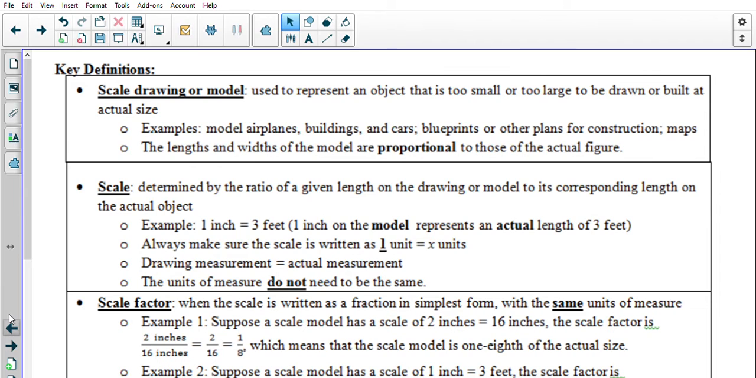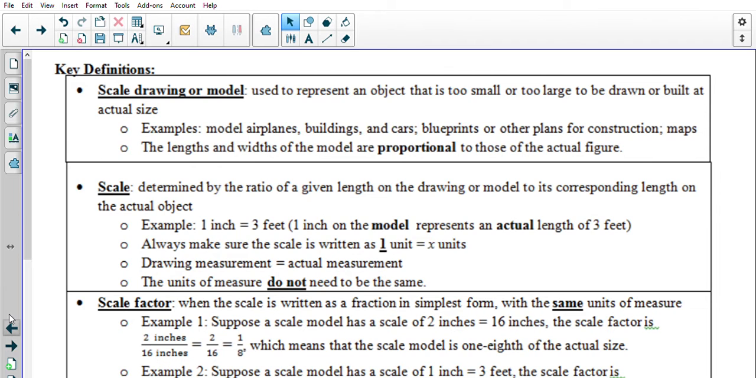So a scale drawing or model, I know we already showed you several examples, is used to represent an object that is too small, like that example with DNA or an atom, or too large to be drawn or built at actual size. So again, before construction workers go out and build homes or bridges, a lot of times they're going to have a scale drawing or model of that. Again, a lot of times that stuff's done on computers. You see a lot of managers walking around with iPads now. So, we've definitely come a long way from where we were 10, 15, or even more years ago.